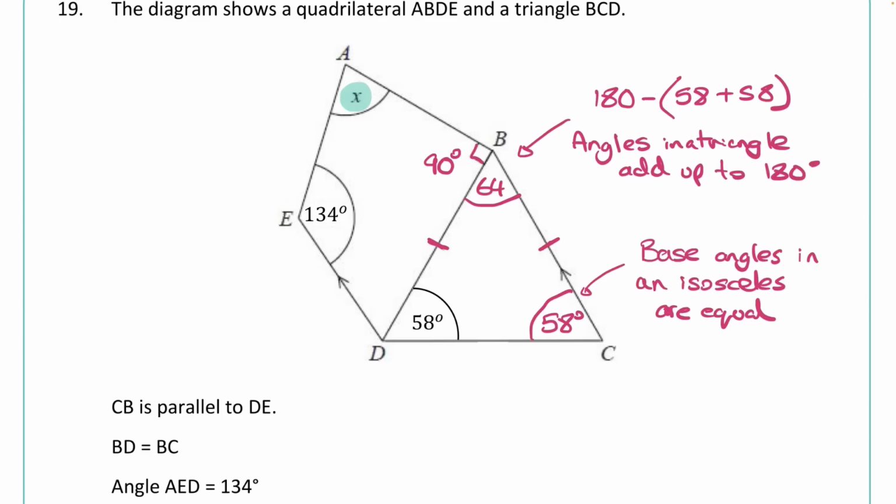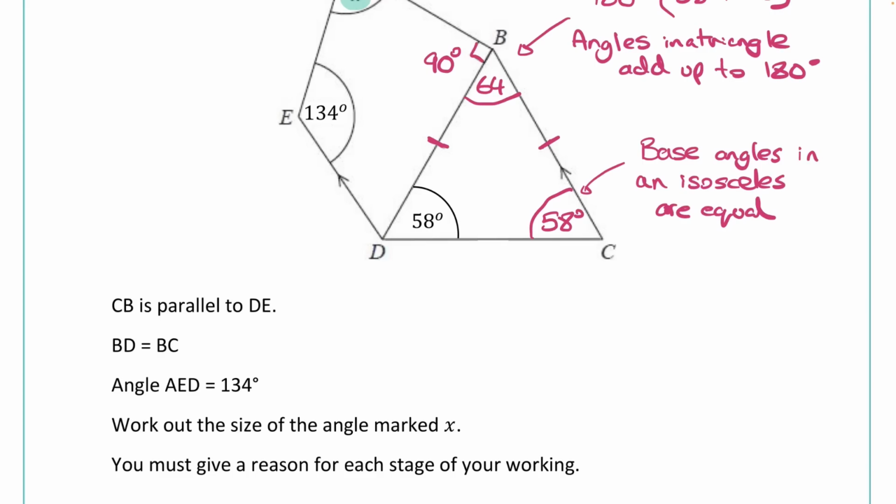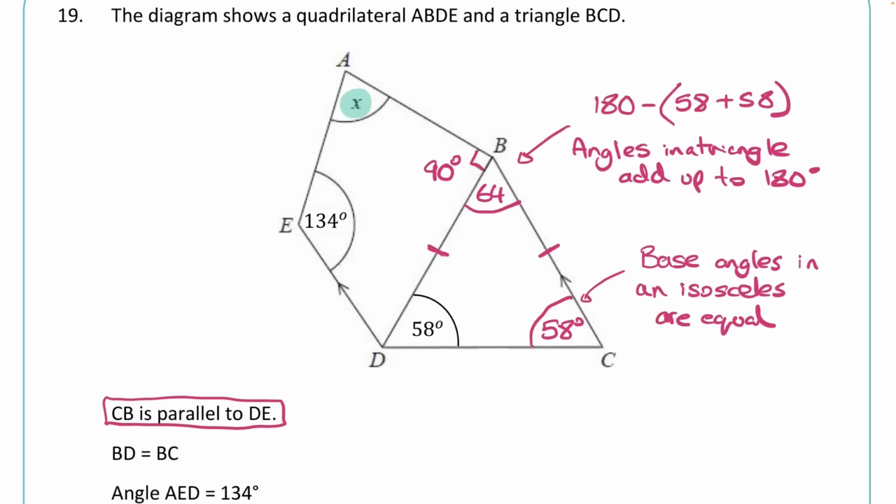I now need to think about how I can get into the quadrilateral. I'm still not quite there. Now there are a couple of different ways that we could do that. Now for starters, it has told us that we have these parallel lines. It gives us that as the first bit of information. And at the moment, we've not even used the parallel lines at all.